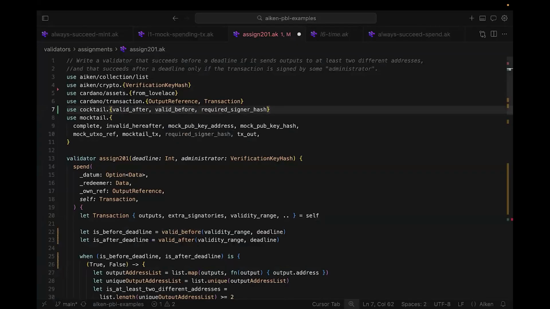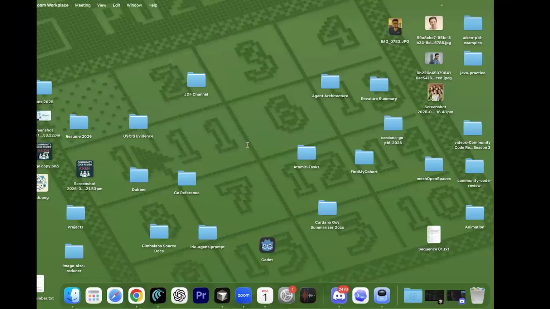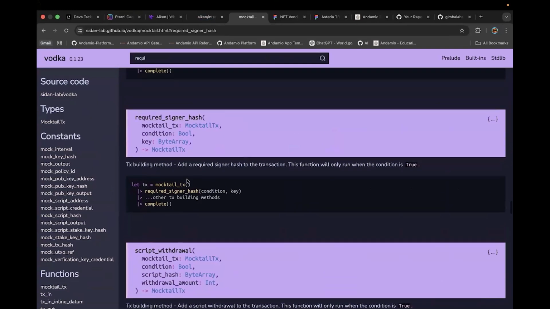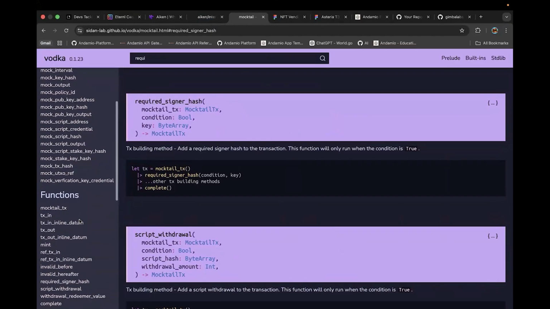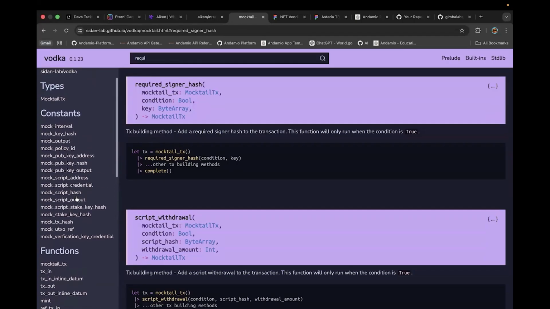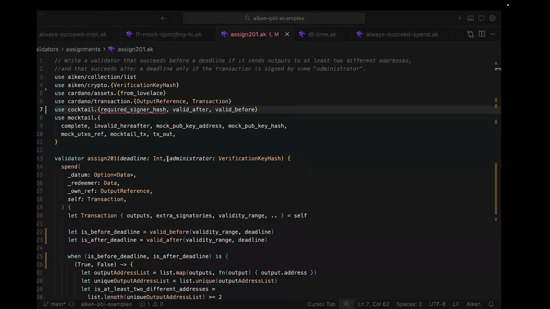Required signer hash. Oh, required signer hash is coming from, one second. Where is it coming from? Not from Mocktail? It's vodka. Yeah, that's it, right? So, where is this? Required signer hash. Is it Sedan Labs, vodka, right? Like, yeah, that's what I thought. Vodka.